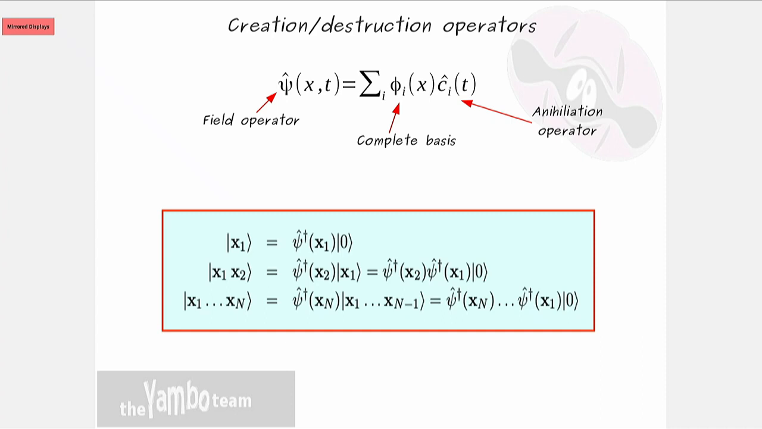How do you do that? First of all, you introduce those field operators that are just an expansion of the state of the system at a certain point of time and space in a complete basis. This complete basis can be the Kohn-Sham basis, a single-particle basis, and what is important is that it is an orthonormal basis. Because of the orthonormality, these fields satisfy commutation or anti-commutation relations, depending on whether they are fermions or bosons, and they are good objects to rewrite your problem.